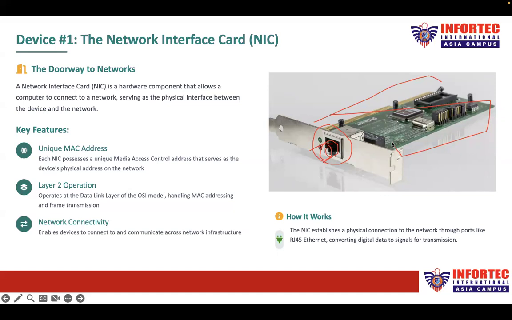It has a unique MAC address. Whenever you connect a computer device to this connector, it will work, which means it has a unique address. And then layer 2 operation: we put this under the data link layer because we link the data, and through that we access things. And then network connectivity, so we connect the network. These are the things we consider as the key features.